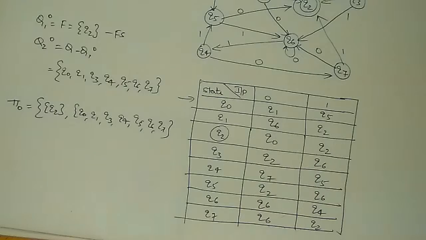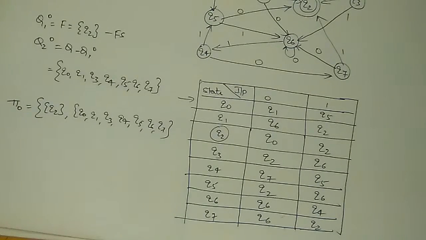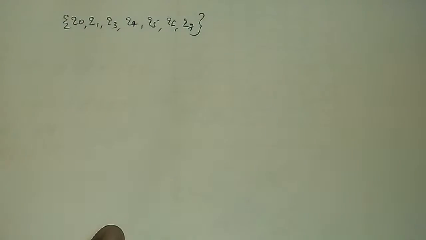We cannot partition Q2 further. Why? Because Q2 is my final state, we can't partition it further. Now I should consider the other set, that is Q0, Q1, Q3, Q4, Q5, Q6, Q7. We'll take the remaining set and compare each one with another. That means I should compare Q0 with Q1, Q0 with Q3, Q0 with Q4, Q0 with Q5, Q0 with Q6 and Q0 with Q7. So let us compare that. I am taking this set, and first I should compare Q0 with Q1.